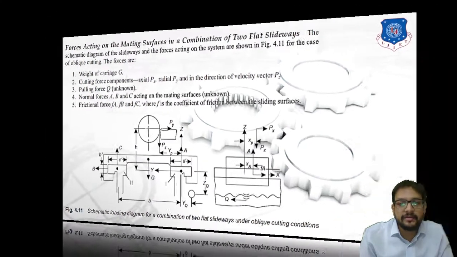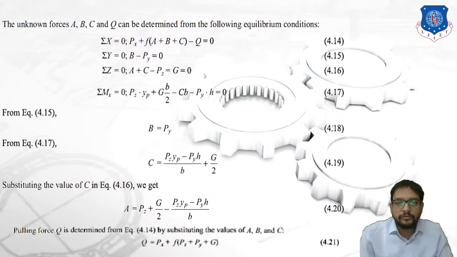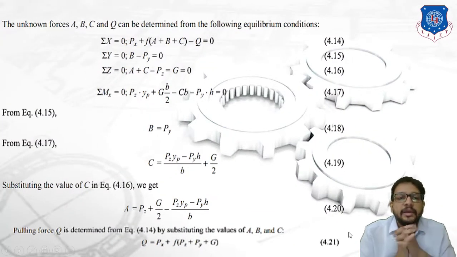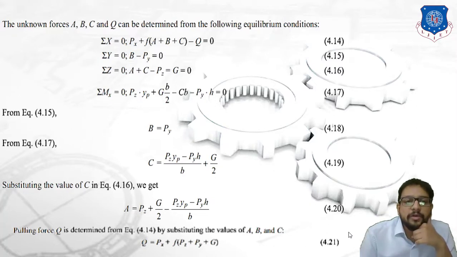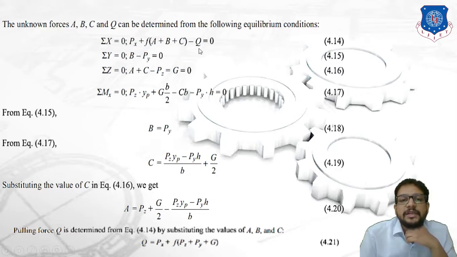Now let us start with the derivation. So the unknown forces, that is A, B, C, and over here in addition Q, that is the pulling force, can be determined from the equilibrium equation condition. So when we resolve the components of forces along the x-axis, summation X is equal to 0, in a similar way which we have seen in our last session. So it will become Px plus Fa plus Fb plus Fc minus Q is equal to 0.